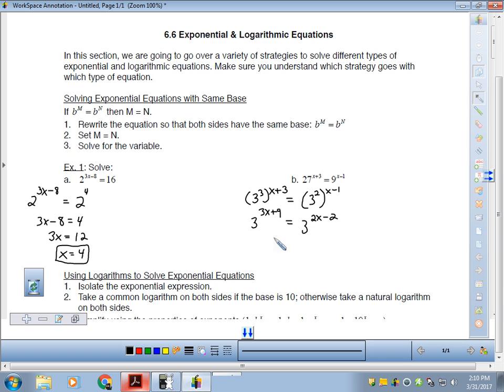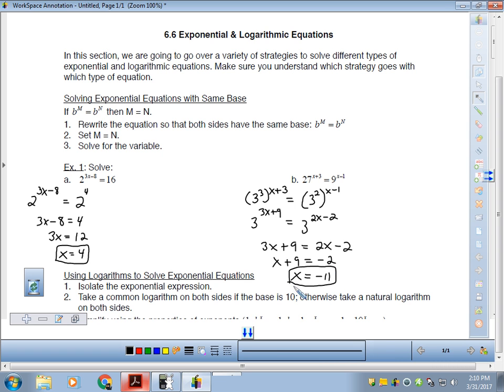Now that they have the same base, we can set the exponents equal to each other. So 3x plus 9 equals 2x minus 2. Let's subtract the 2x across first. So 3x minus 2x is x. So x plus 9 equals negative 2. Then we can subtract 9, and we get x equals negative 11.